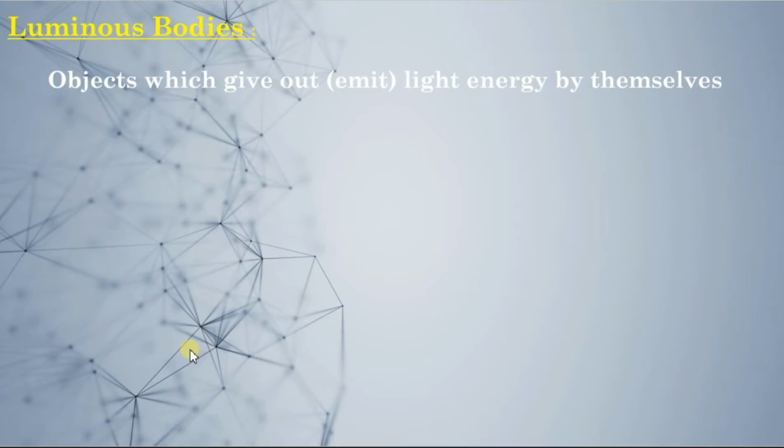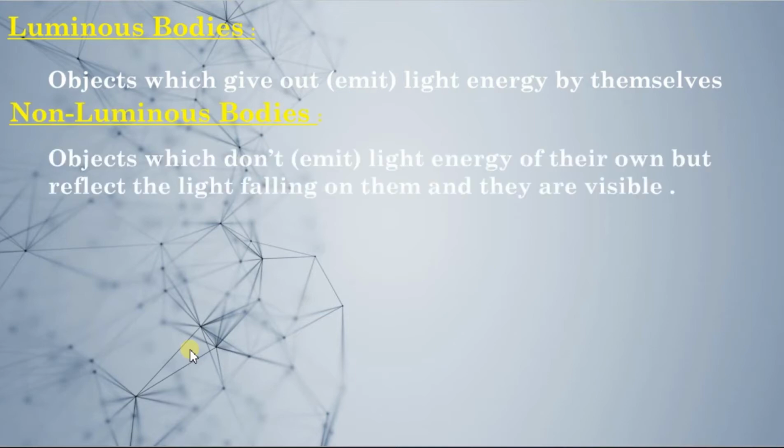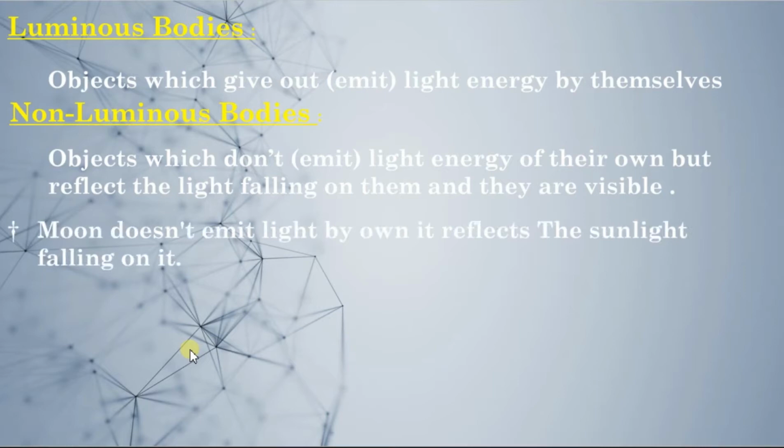Now coming to the non-luminous bodies: the objects which do not emit light energy of their own but reflect the light falling on them, and they are visible. Most of the things we see around us are non-luminous bodies. The light falls on them and we are able to see the things around us. That's what the sensation of vision is. One such best example we see in the night time is the moon. The moon does not emit light on its own. It reflects light. That is, the sunlight falling on it is reflected and we are able to see the moon. So the moon does not have its own light. It comes under non-luminous bodies, not as a luminous body.